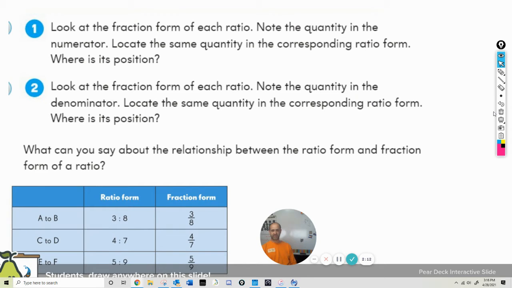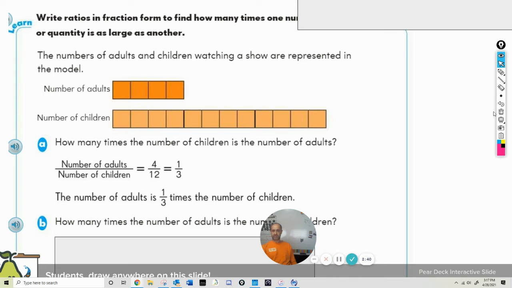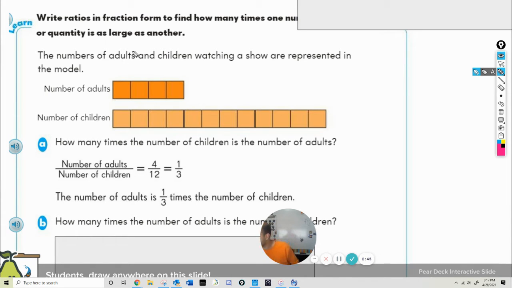Oh, here's the chart again. Look at the fraction form of each ratio. Notice the quantity in the numerator. Look at the same quantity in the ratio. Where is its position? Front, top, front, top, front, top. Denominator, second, bottom, second, bottom, second, bottom. Okay? What can you say about the relationship between the ratio and the fraction form? The ratio is written in order from numerator to denominator, basically. You can write ratios in fraction form to find out how many times, what does that say? One number or quantity is as large as the other.